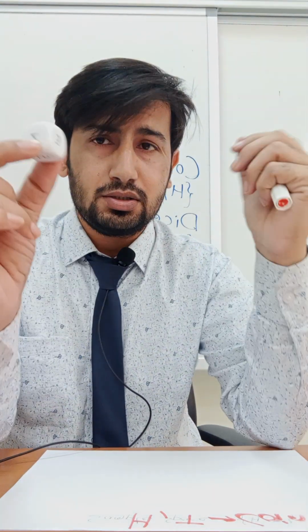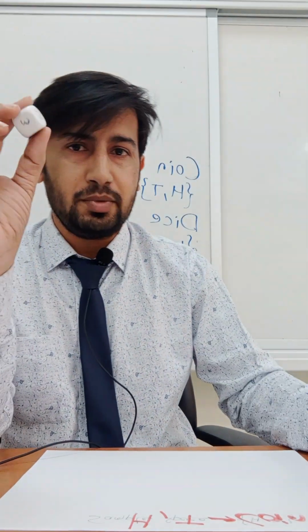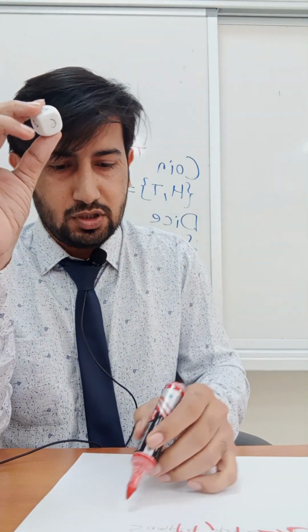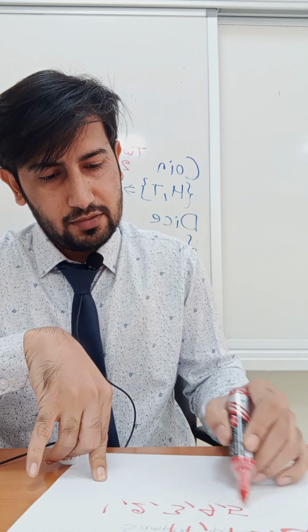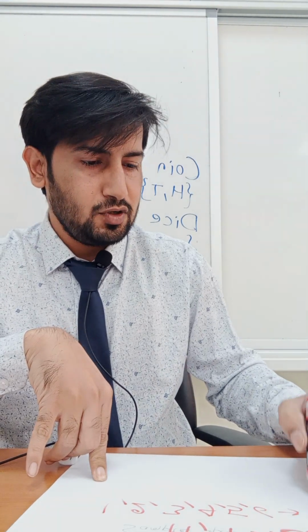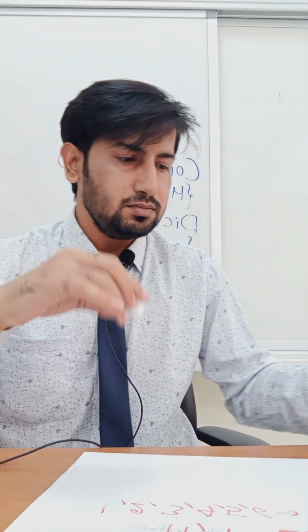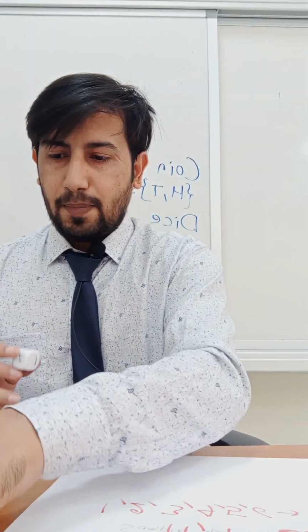And what about a dice? For a dice, the sample space will be, how many faces does it have? It has 1, 2, 3, 4, 5, 6. So 1, 2, 3, 4, 5, 6. That is for a dice. Okay, now this is your sample space for a dice and a coin.